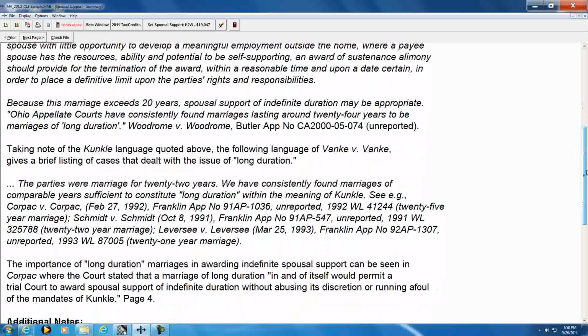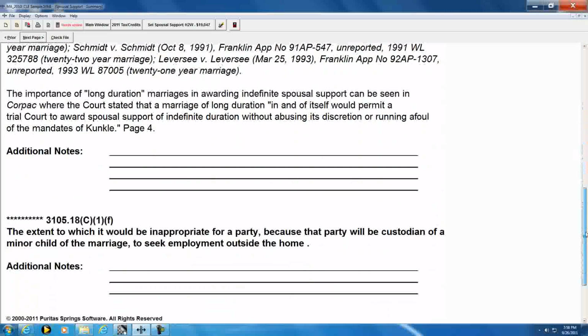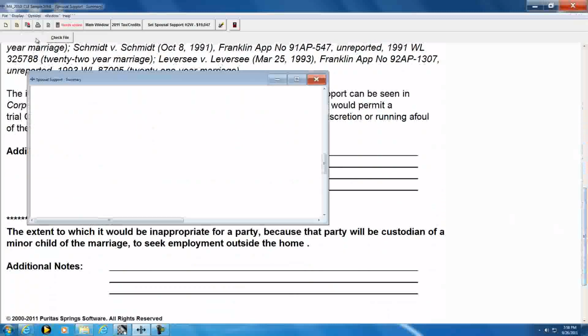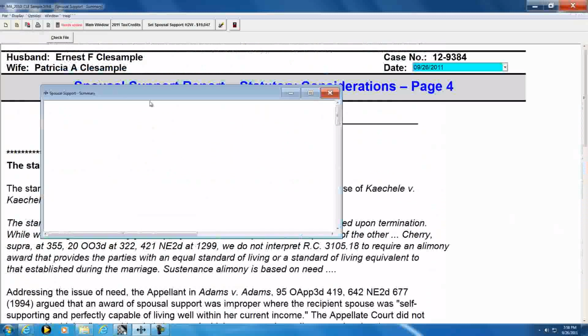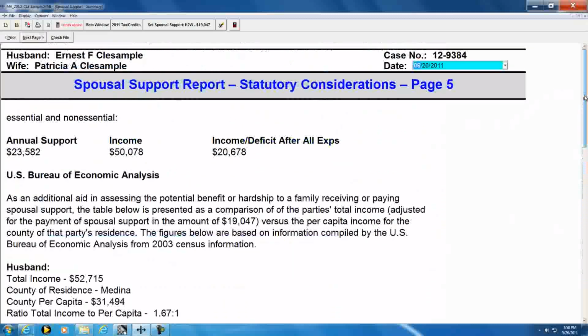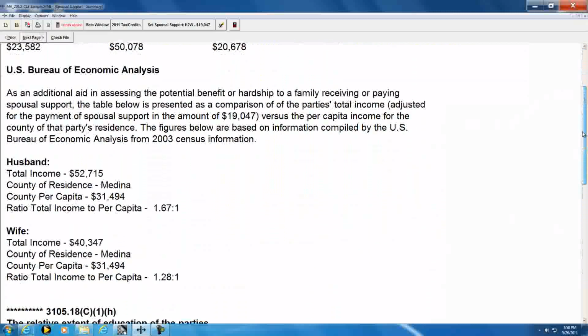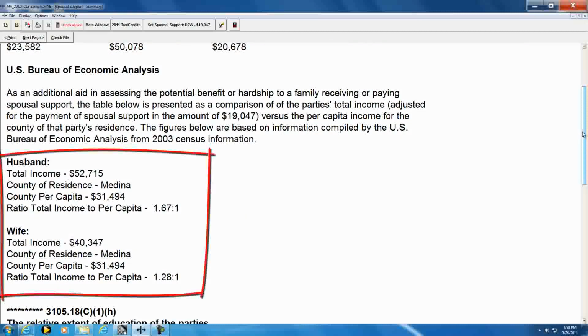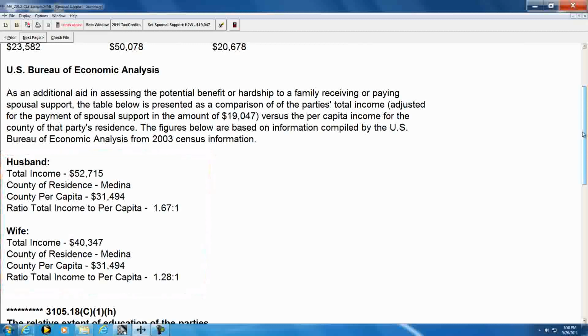There's also something I'd like to show you on page 5. It's a comparison based on the county of residence, showing the most recent U.S. Bureau of Economic Analysis's figures related to per capita income in every county in Ohio. It compares the parties' total income to their county's per capita income. For example, in our sample case, which uses the county of residence as Medina, we see that the county per capita income is $31,494, and that the husband's total income is $52,715. This is a ratio of 1.67 to 1.